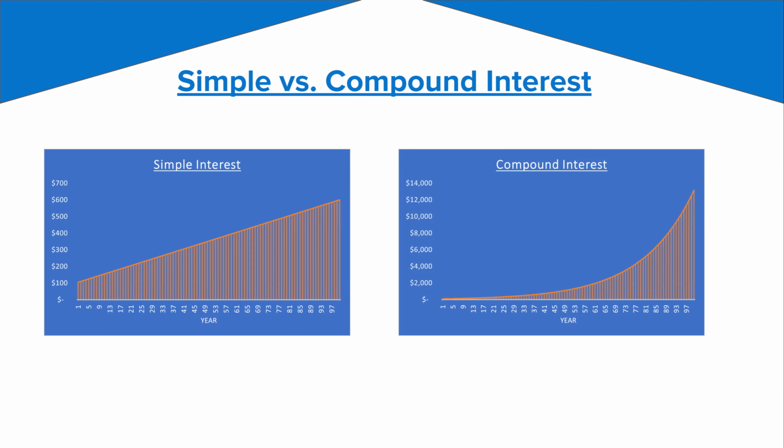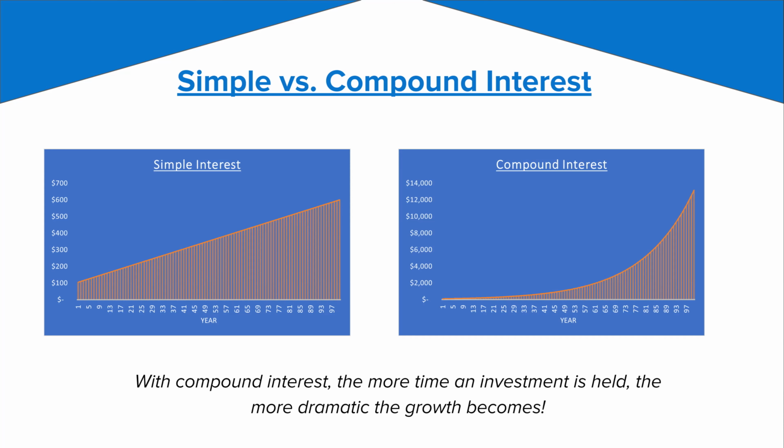So what's the difference and which one's better? Well, with compound interest, the more time an investment is held, the more dramatic the growth becomes. As you can see, both of these graphs have the same duration of 100 years, but look at the amount on the left side. Starting off with simple interest, at the end of 100 years, you will receive about $600. But for compound interest, on the other hand, you would receive about $14,000 at the end of 100 years.